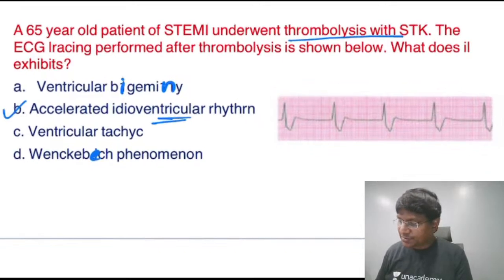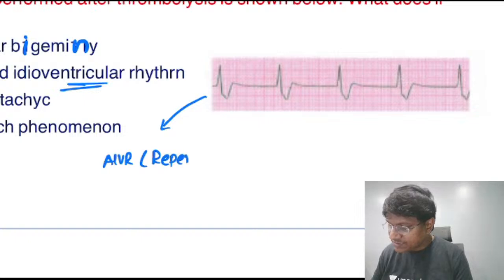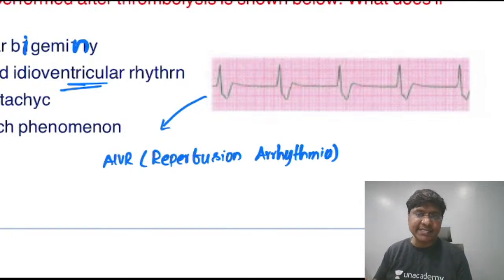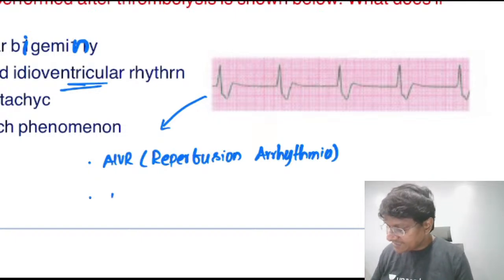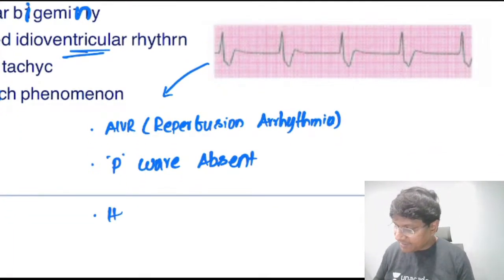Now, what are the changes that you will have in the ECG of accelerated idioventricular rhythm? What is another name for AIVR? This is also called reperfusion arrhythmia. So there should be a classical history of an individual who has undergone thrombolysis, and these reperfusion arrhythmias originate from the reperfused myocardium, that is from the ventricle. That is the reason why P wave will be absent in accelerated idioventricular rhythm. And the heart rate will mostly be bradycardia.